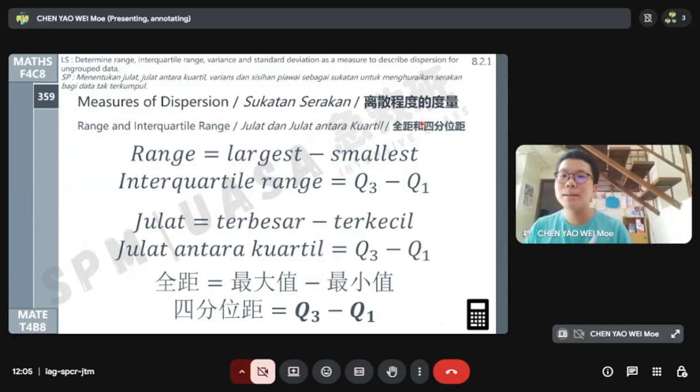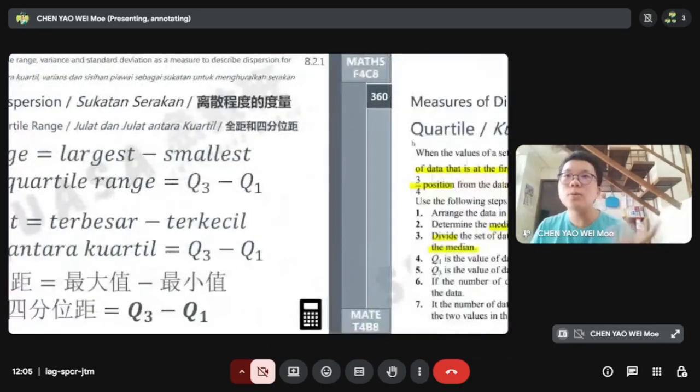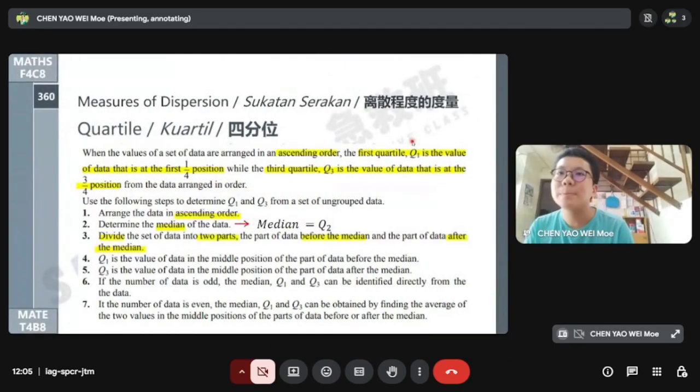Remember this thing. We have range, and we have a new thing we call the interquartile range. Before this, you can use the calculator to calculate it, right? First thing, you need to know what is a quartile. Interquartile. What is a quartile? You see the text here.